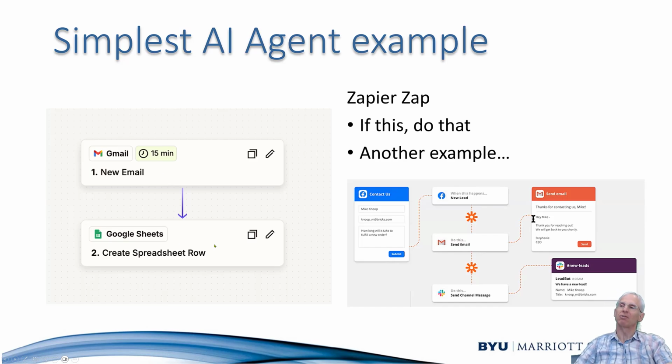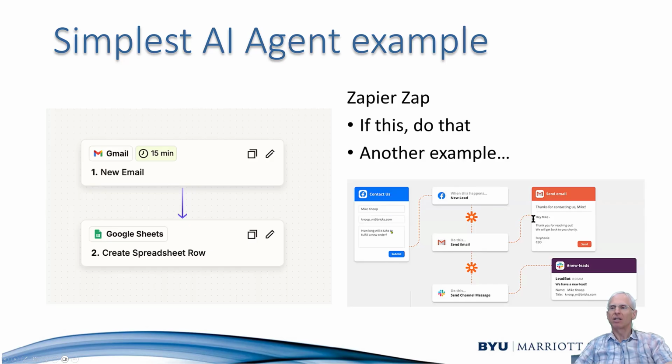That was the homework assignment for our Zapier agent. If you do this, you do that. So if you get an email, you get an email message, do that, store a summary of it in the spreadsheet. Here's another example, a diagram that I found online using Zapier.